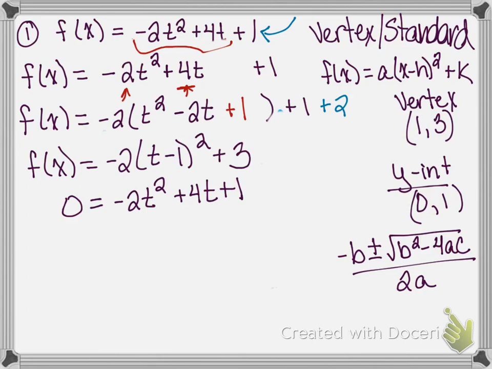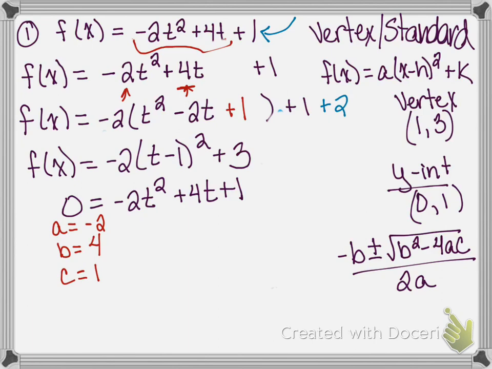Okay? My a value is in front of my squared term. So what's my a value? My b value is in front of my linear, or my t to the first term. So what's my b value? What's my c value? Positive 1.